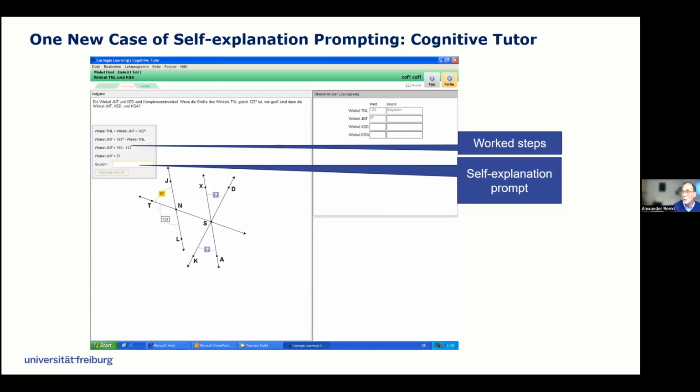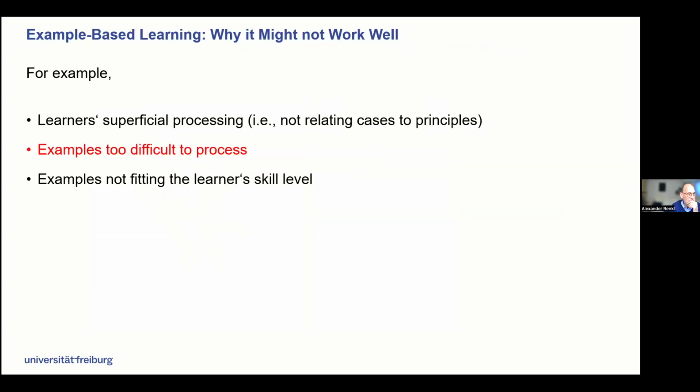So that's one way of preventing superficial processing. You can also do other things like trainings. We also have little training modules for students to learn to be good self-explainers. That's also possible, a training, but prompting is easier.